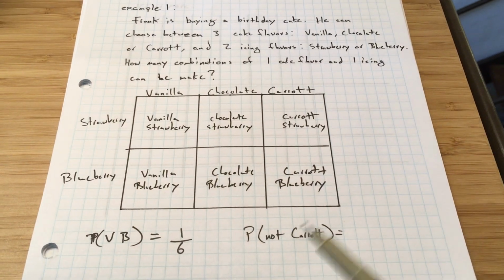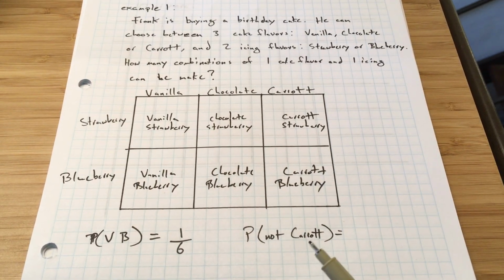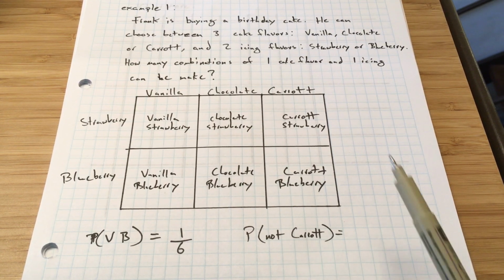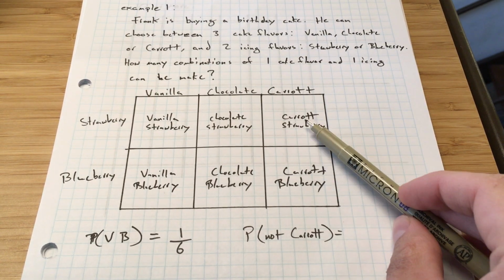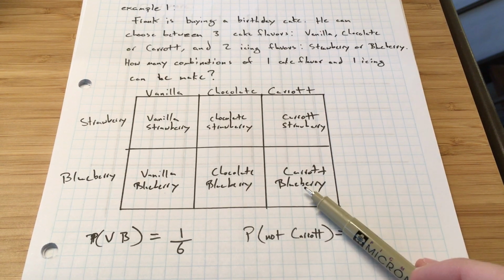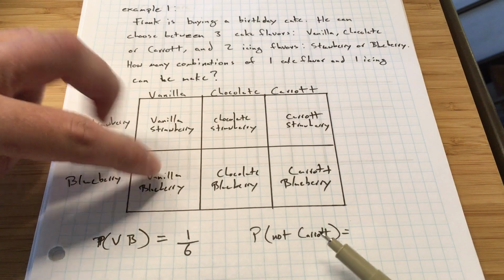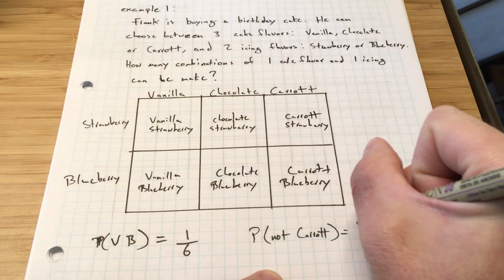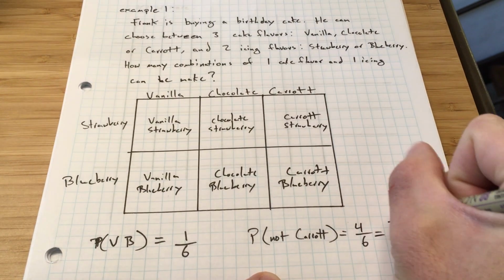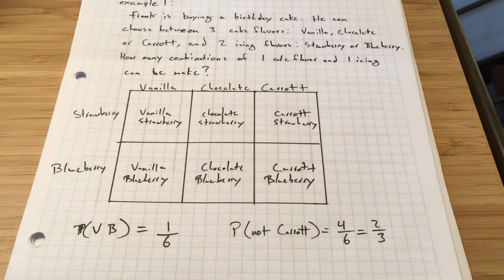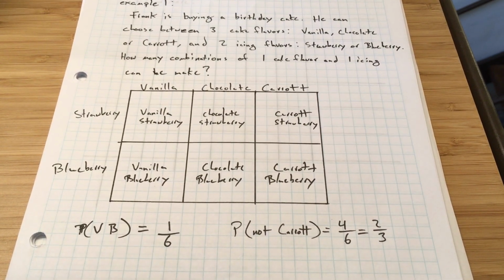Well, we know that "not something" is the same as all the other outcomes other than that, right? So we have carrot cake and strawberry, carrot cake and blueberry. There's 2 of them. That means that there's 4 options that are not carrot cake. And again, it's still out of 6, so it'd be 4 out of 6, which actually simplifies to 2/3. Okay, now let's see another one.